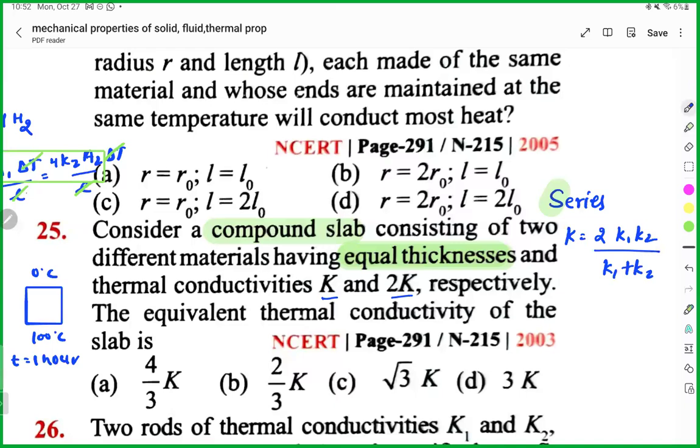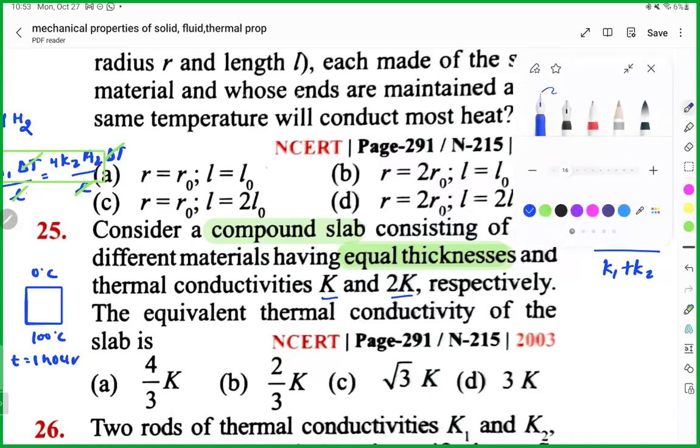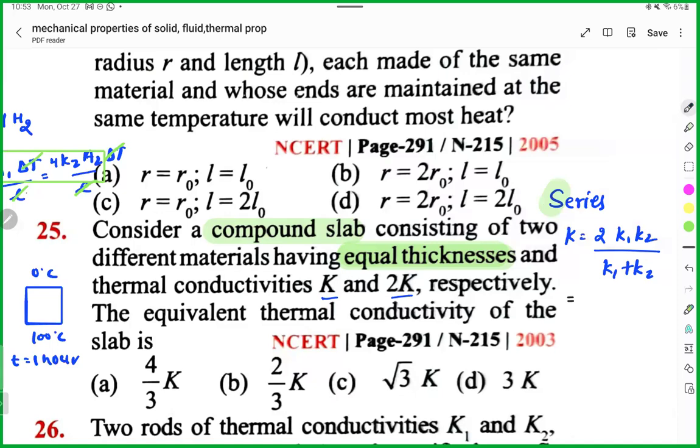What should be the answer? Am I audible? Yes. So what should be the answer? Sir, she is not in the class. Okay, Sandana is not in the class. So what should be the answer?